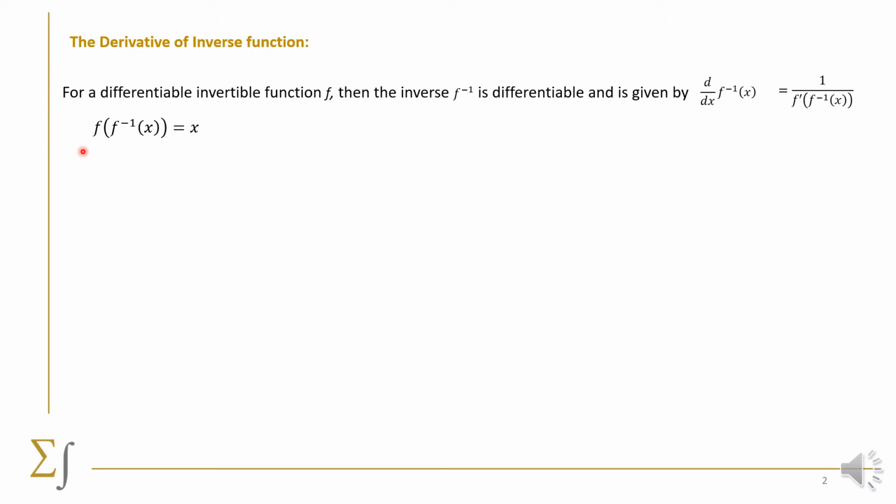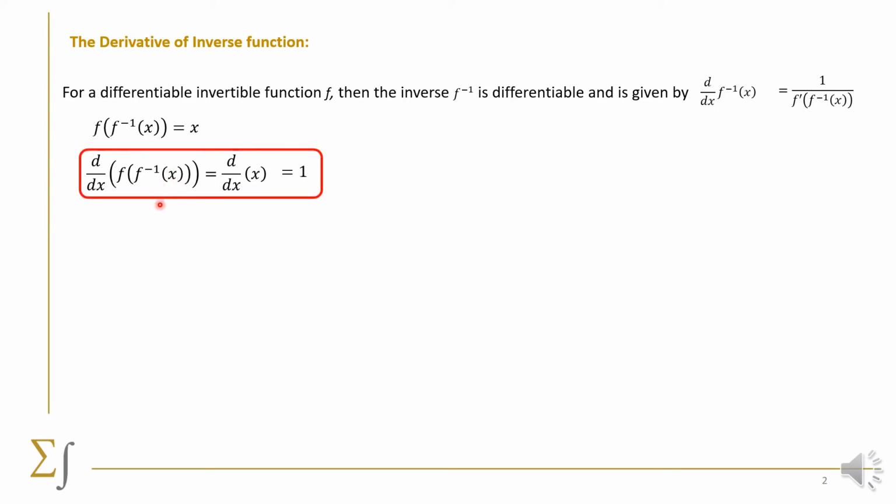Now, if we think of differentiating both sides of this equation with respect to x, what will we get? On the right-hand side, we get a 1. While on the left-hand side, we apply the chain rule. The chain rule is the derivative of a function of a function. So we will have the derivative of the first function with respect to inside, multiplied by the derivative of inside with respect to x. So this will be written as the derivative of f with respect to inside times the derivative of inside with respect to x.